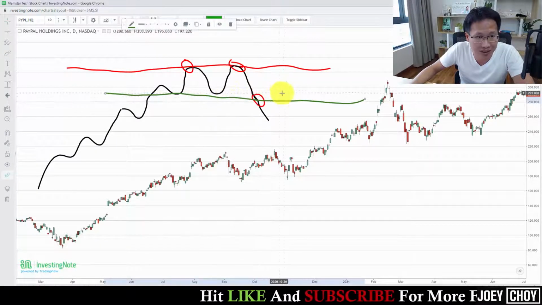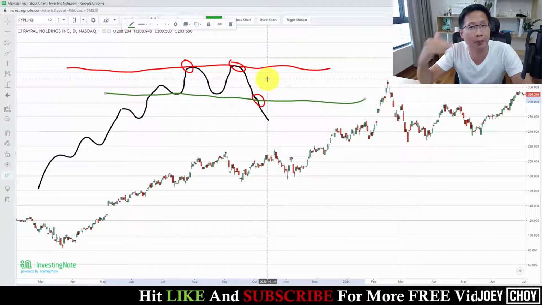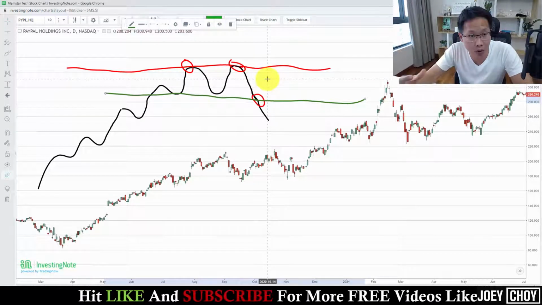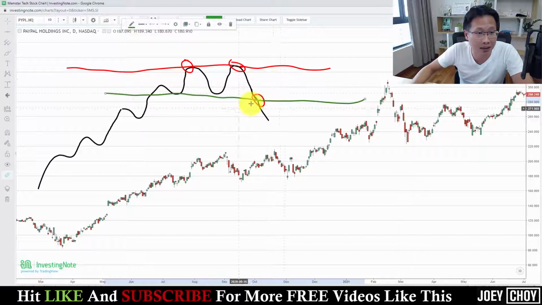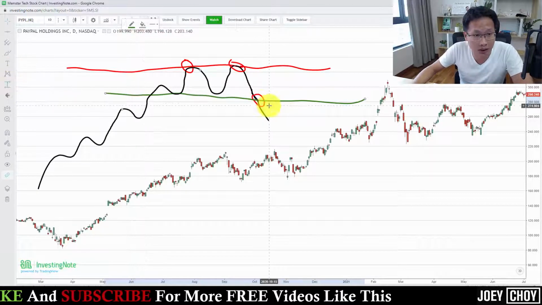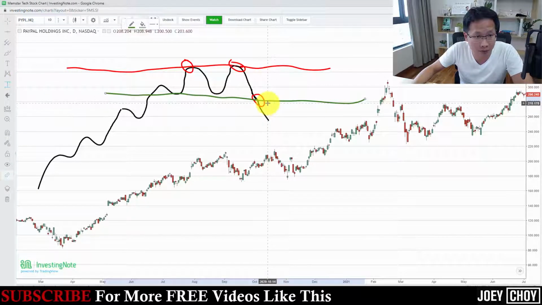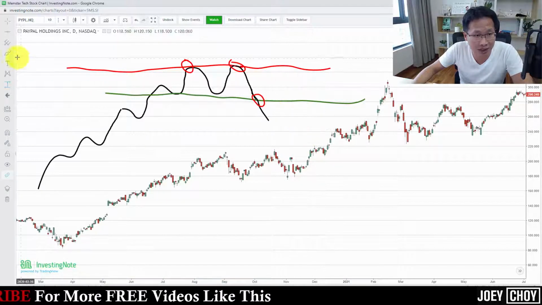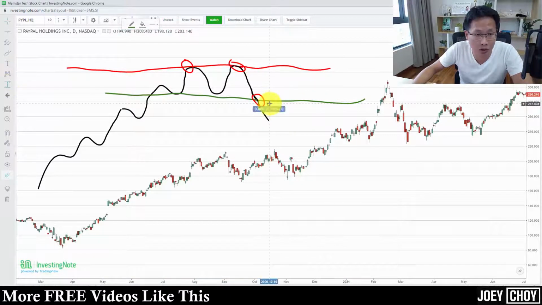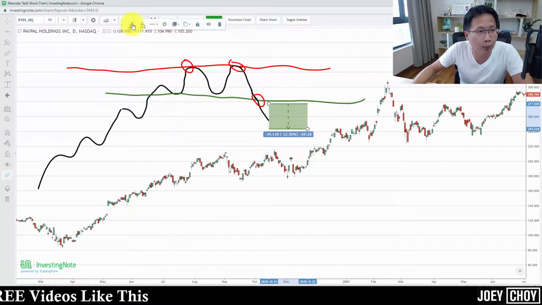If we break this support level, that could be a double top formation happening, whereby the selling can actually happen, all right? So we can actually take what we call short positions here to ride the downside when we spot a double top, right? So we won't wait for a firm breakdown, all right?